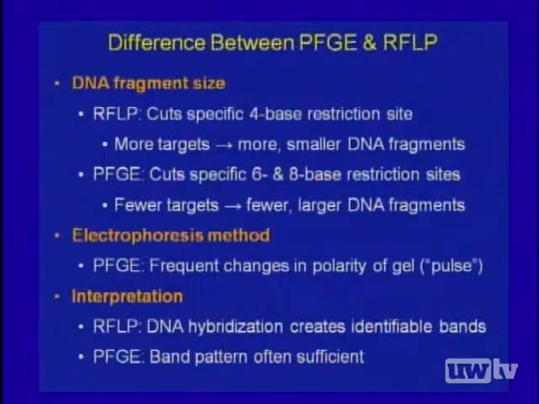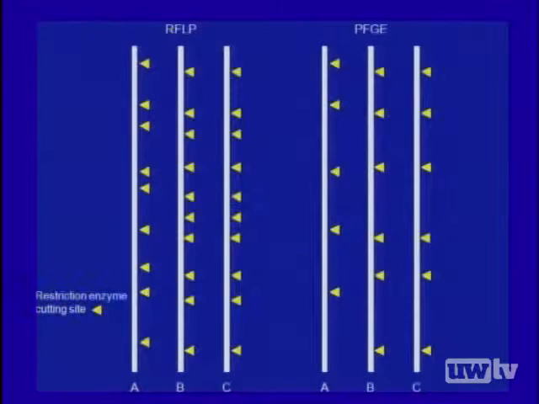The most important thing to me as an epidemiologist is the interpretation. In terms of an RFLP, and I'll show you an example of that, very often you will need to use DNA hybridization to create identifiable bands. And with PFGE, there's very often an easily identified band pattern.